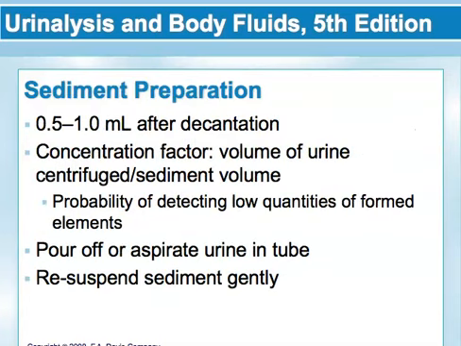Okay, preparing the sediment. There should be between 1/2 and 1 ml of urine left in the tube after you've decanted the excess. The volume of the urine centrifuged divided by the sediment volume equals what is called the concentration factor. This relates to the probability of detecting elements present in low quantities, and it's used when quantitating the number of elements present per milliliter. Before looking at the sediment under the microscope, you should resuspend what is left in the tube after decantation by gently agitating the tube with a pipette.